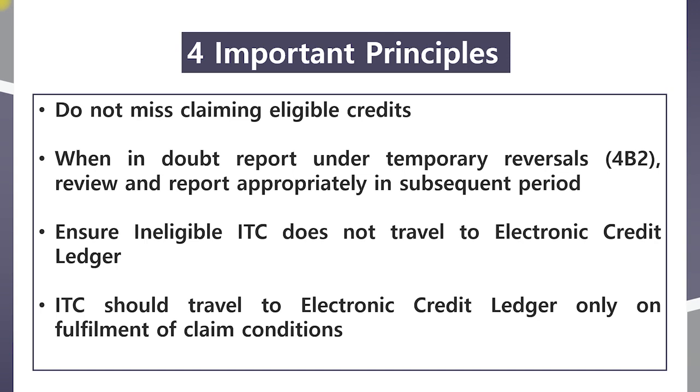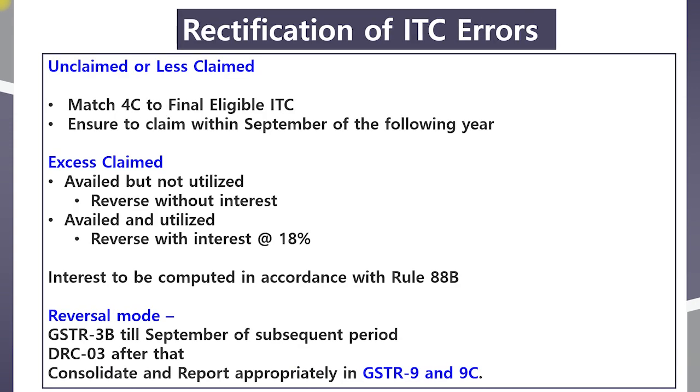And most importantly, as brought out principally in Circular 170 also, one must ensure ineligible ITC should not travel to the electronic credit ledger. This is what section 16, with the corresponding rules, also talks about. Only eligible credits, even the form Table 4 has the heading eligible ITC. What we should ensure is only eligible ITC travels to the electronic credit ledger, and the ITC should travel only after fulfillment of claim conditions. If the 4 principles we discussed now are ensured, I think by and large we would be good to go.